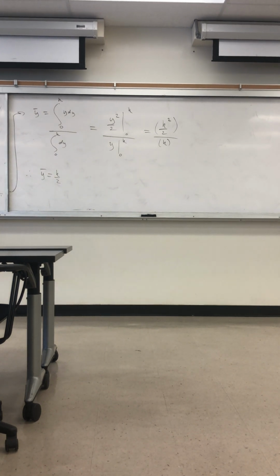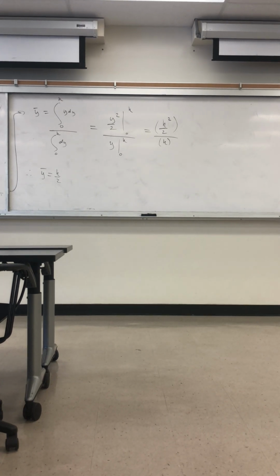The centroid has two positions: one in the vertical direction, one in the horizontal, because it's an area. And it's not just an area; if you have a thickness, say a steel plate, this would be not just the centroid of the area, but also the centroid of that steel plate, whatever you have, right?